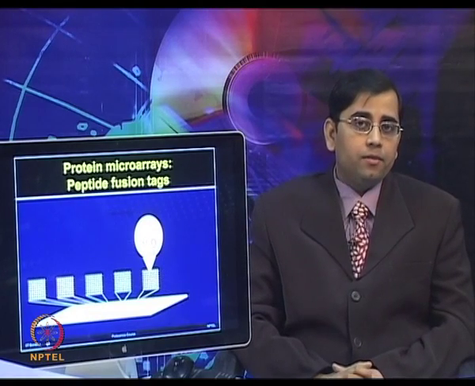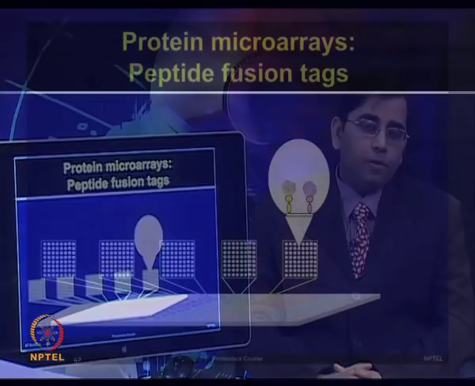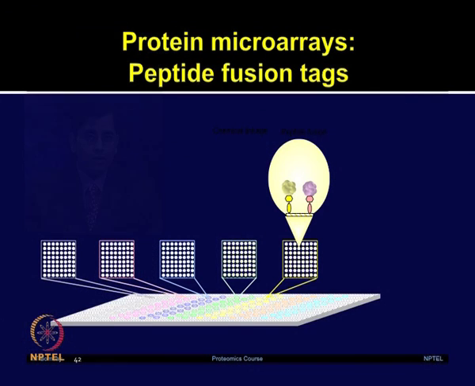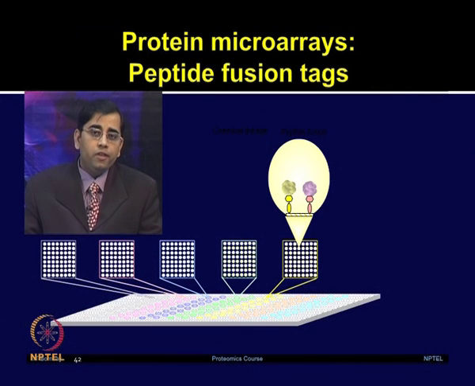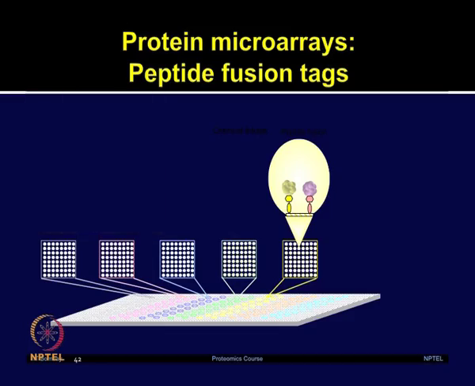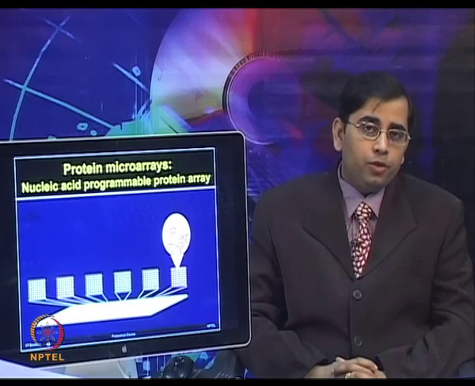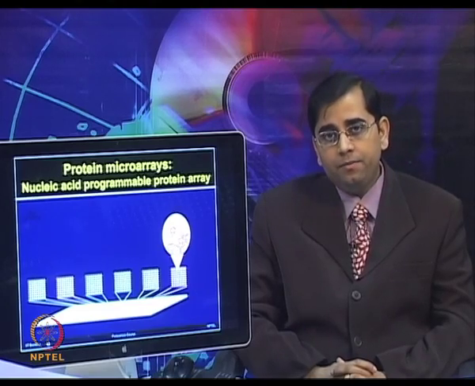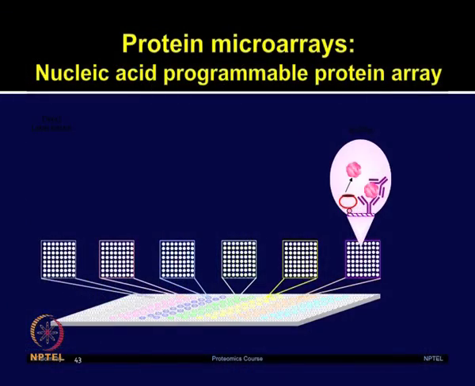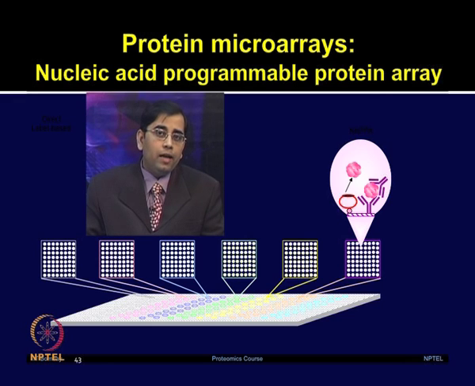Peptide fusion tags. This is another approach because peptides can be synthesized artificially. So, proteins fused to a GST or 6-histidine tag and spotted on nickel coated slides have also been used for doing protein microarrays. Now, due to the challenges involved in purifying the proteins or synthesizing the peptides, scientists have also explored ways to eliminate the protein purification process.